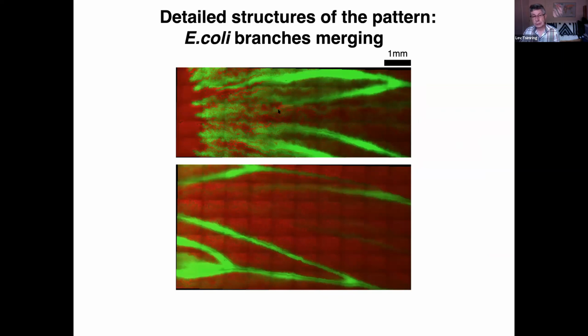This is behind the front, and I will show you the front in a second. You see these thin lines of E. coli, and there is almost no E. coli in between them. There is some, but not much. They are concentrated in these very thin filaments, and they're merging behind the front, and they keep merging. They keep being generated and merged, generated and merged. So there is this constant mechanism of producing the strands and merging them, and that's what creates the floral structures.